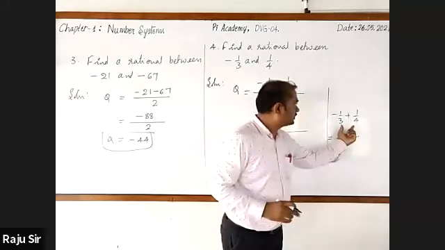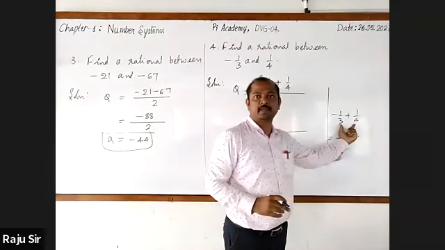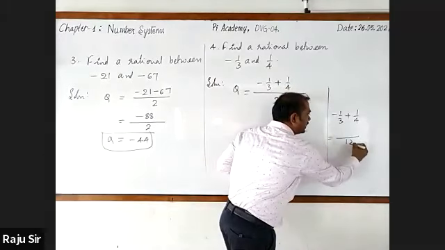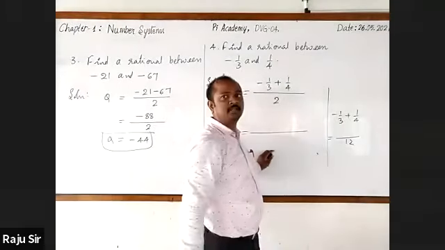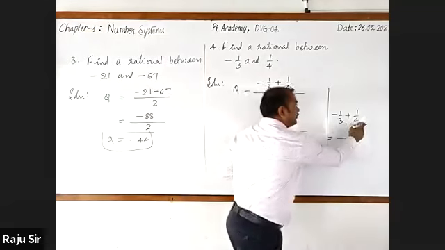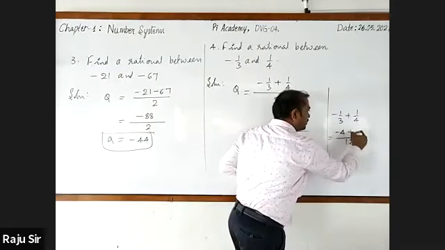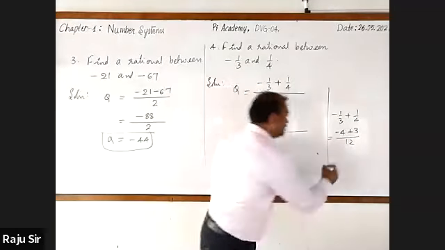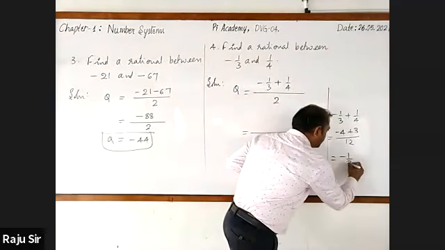One simple thing that you can notice is here 3 and 4 are co-primes, right? Directly you can multiply. 3 4s are 12. Then go for cross multiply. It will be easier. 4 into minus 1, minus 4. 3 into 1 is 3. It will be minus 1 by 12.